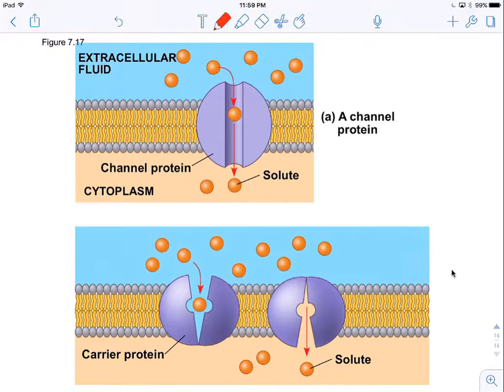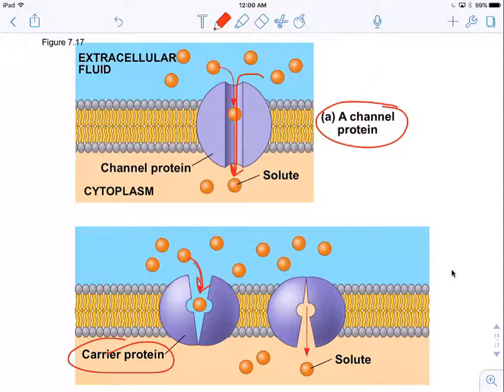molecule across the membrane. If we look here, a channel protein basically just has a tube through the center. And basically, if you fit, you can go through. It's not discriminatory whatsoever. Carrier proteins are a little bit more specific. They bind to a specific solute. Okay, solute goes into the binding site. The binding causes a change in structure, and that will result in a change in function, obviously. And then the solute is released to the other side of the cell.